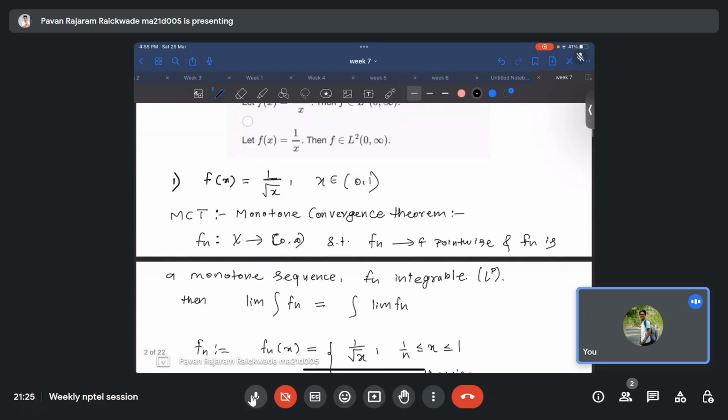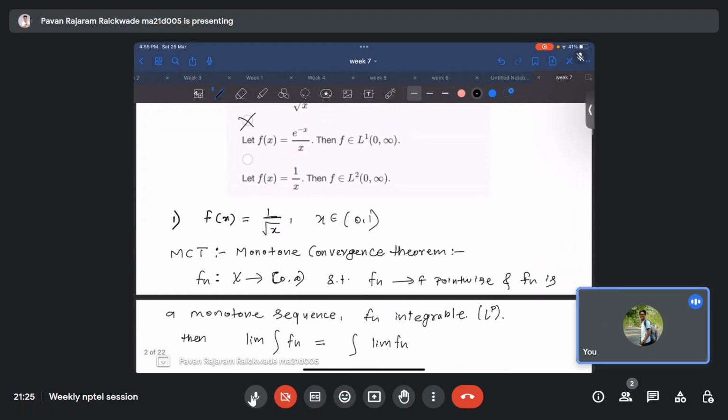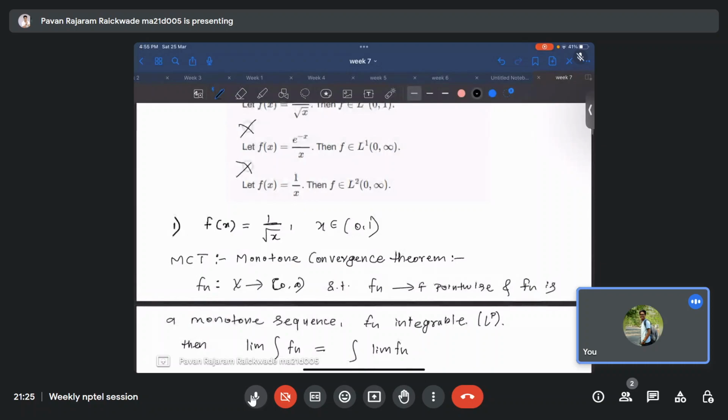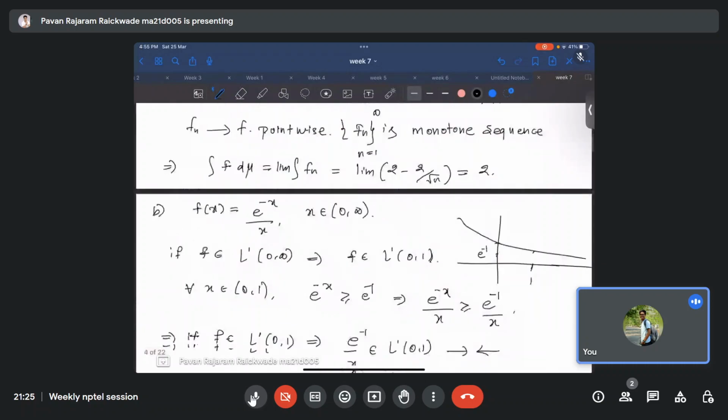Okay, so the third one is easy. You can check, the third one is itself not integrable on 0 to 1, so not on 0 to infinity. That I leave as an exercise. This one is wrong. Similar lines maybe will work.